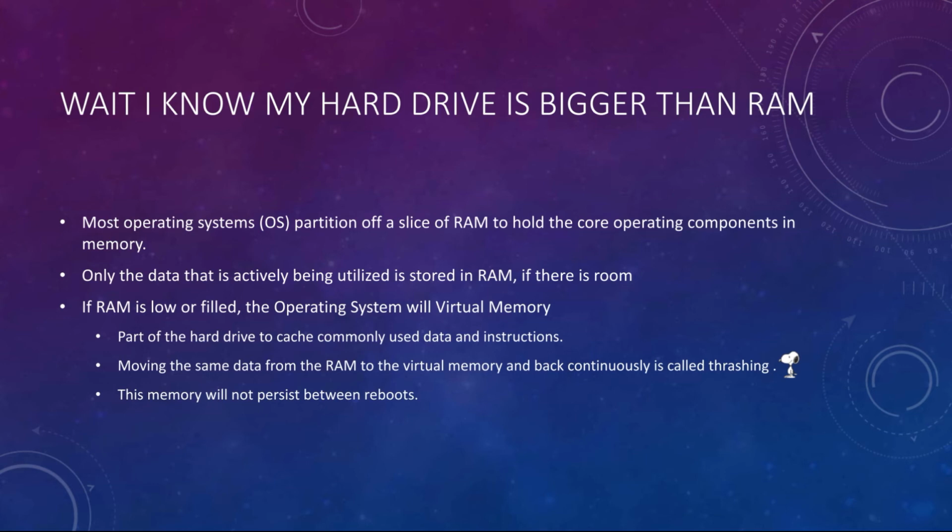However, moving the same data from RAM to virtual memory and back continuously is called thrashing. This is when your computer gets slow. Your computer has a lot it's doing. It's trying to make sense of all the data because it has too many processes running or the files are too big. This memory also does not persist after reboots.